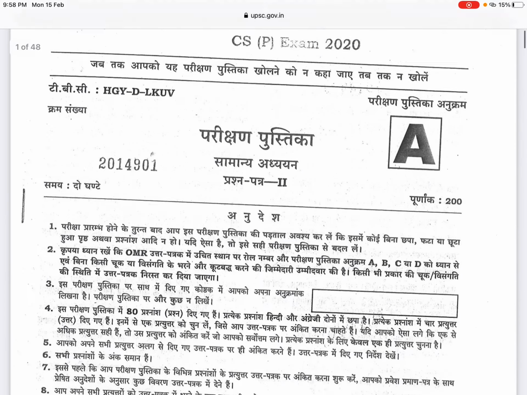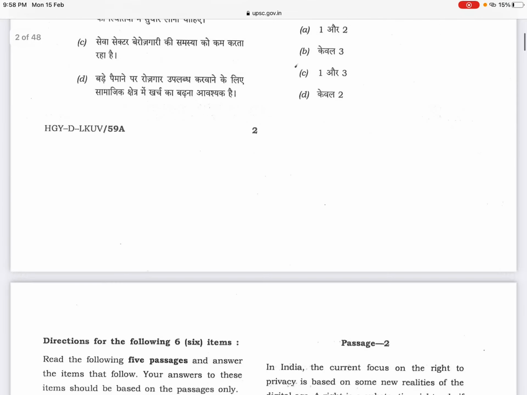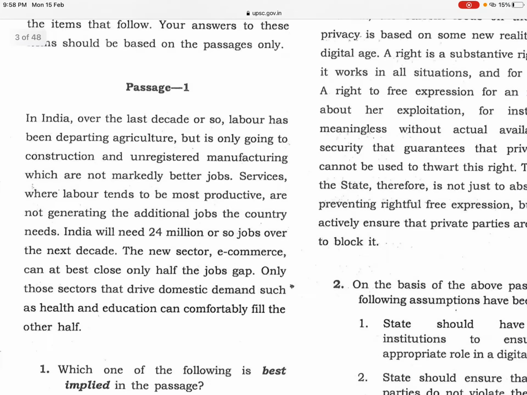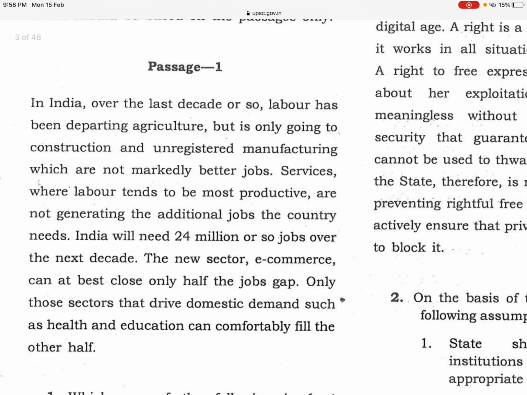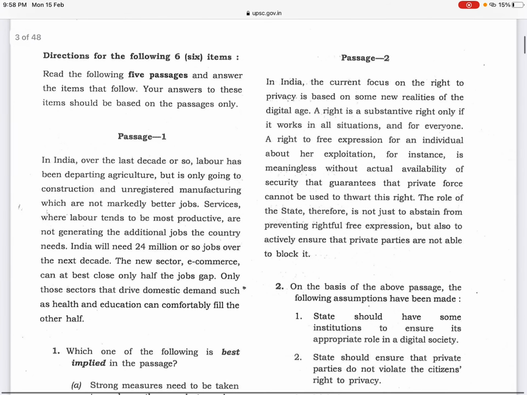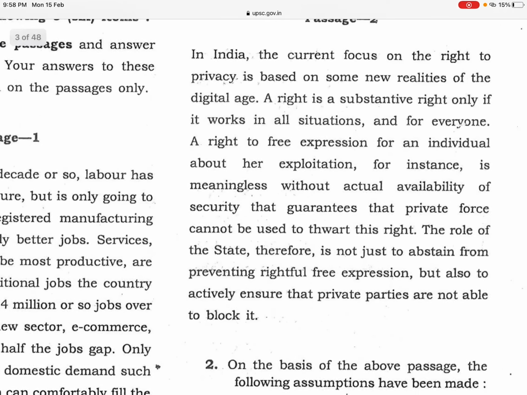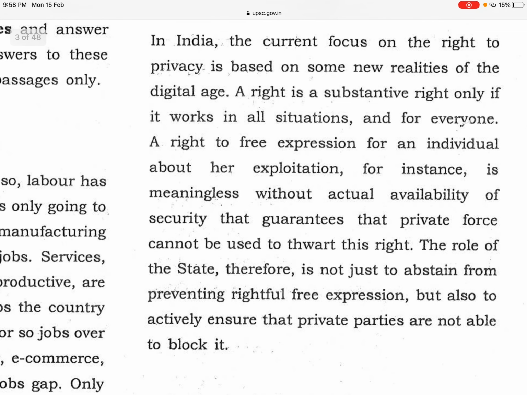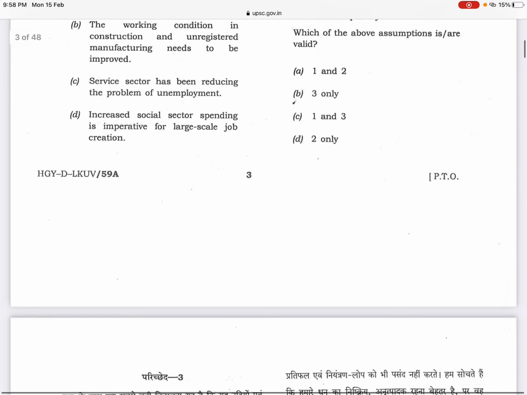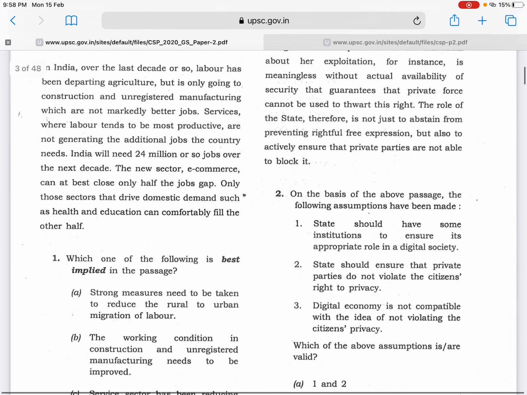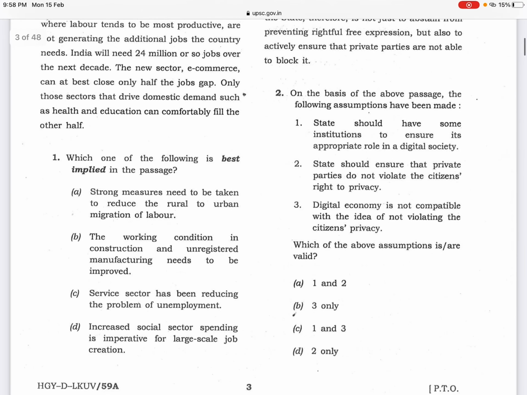If you go for the 2020 questions, you will find some passages. For example, the first passage is about India's labor and agriculture problem. This is a very burning topic. And India's current focus on the right to privacy. This is also a very good topic, because the Supreme Court has ruled on many occasions, in many cases, on the problems and rights issues about the right to privacy and all other details. So if you read such a paragraph, you would be able to understand.